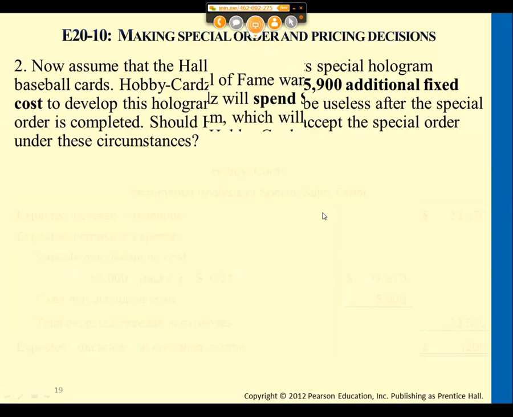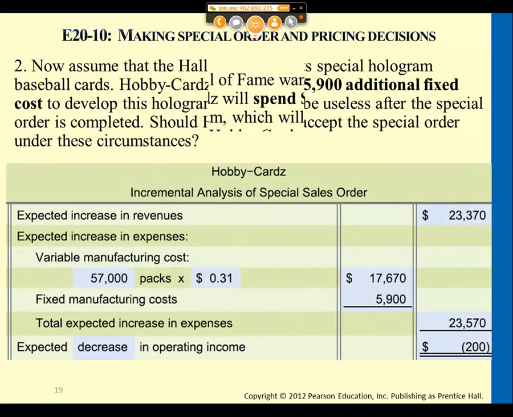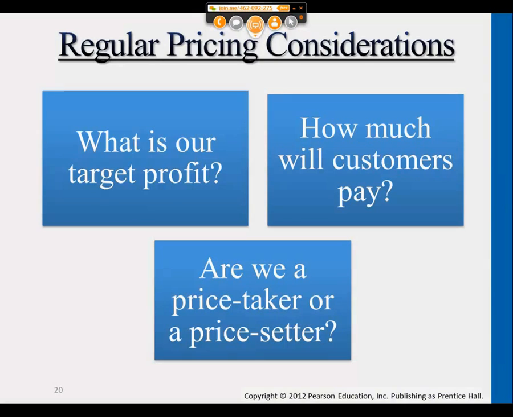All right? So what did you get? What numbers do you got? We have 23,370. We're calculating our variable manufacturing cost. Now here we'll add fixed manufacturing cost of 5,900. And so the total we calculate shows us that the expected change in operating income is a decrease. So we'll reject it. Right? Is that clear how you calculate? All right.